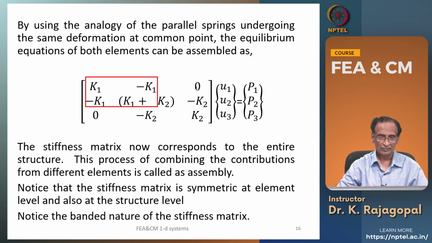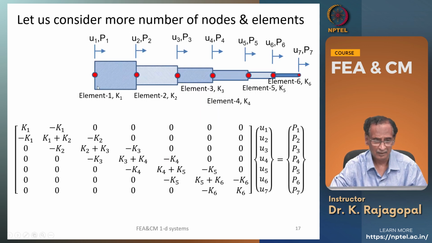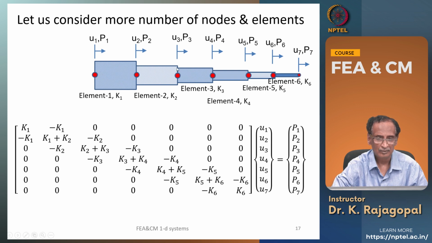And now let us consider a bigger structure. So, now with 6 elements and 7 degrees of freedom, U1, U2, U3, U4, U5, U6, U7. And now you see the banded nature of this stiffness matrix: K1, minus K1, minus K1, K1 plus K2 and so on, and these are the displacements U1 through U7, and then these are the applied forces.